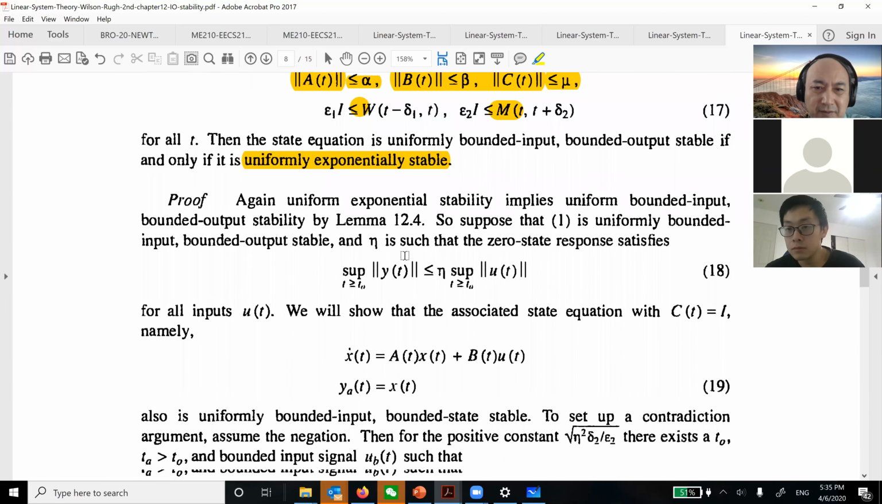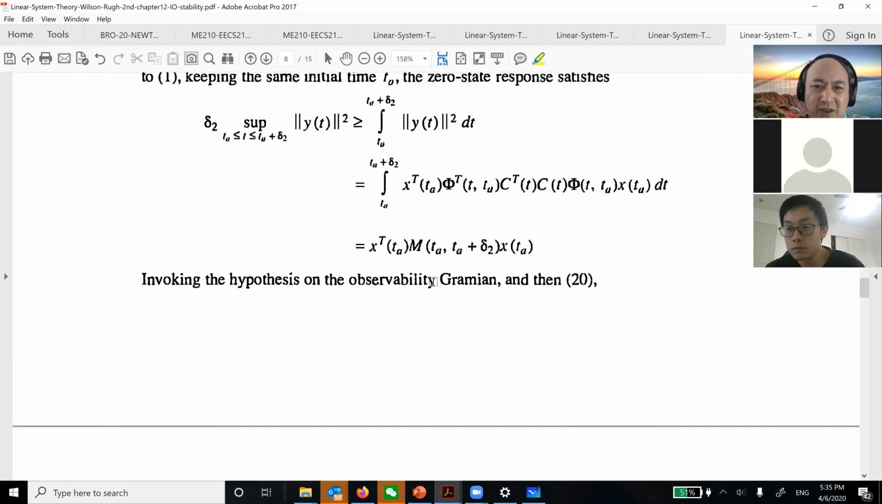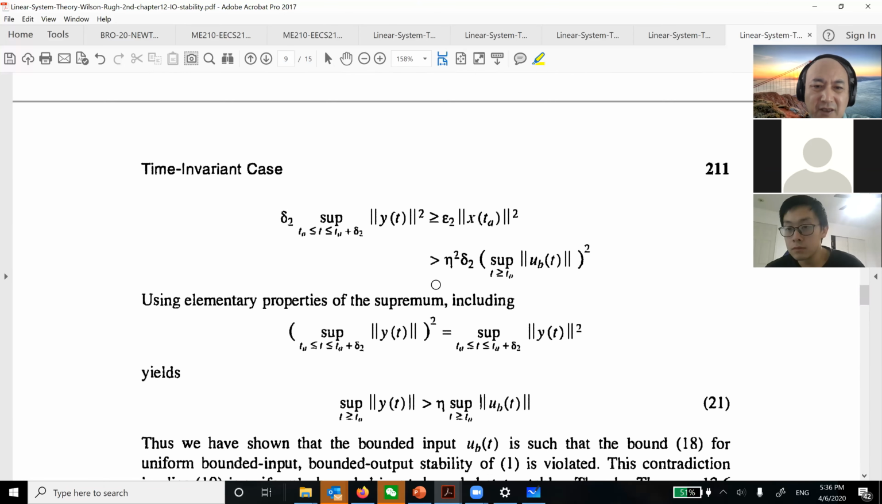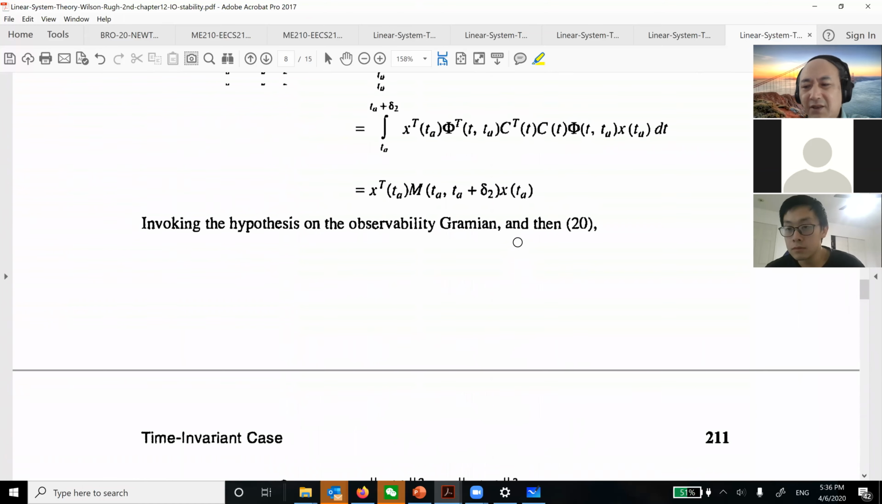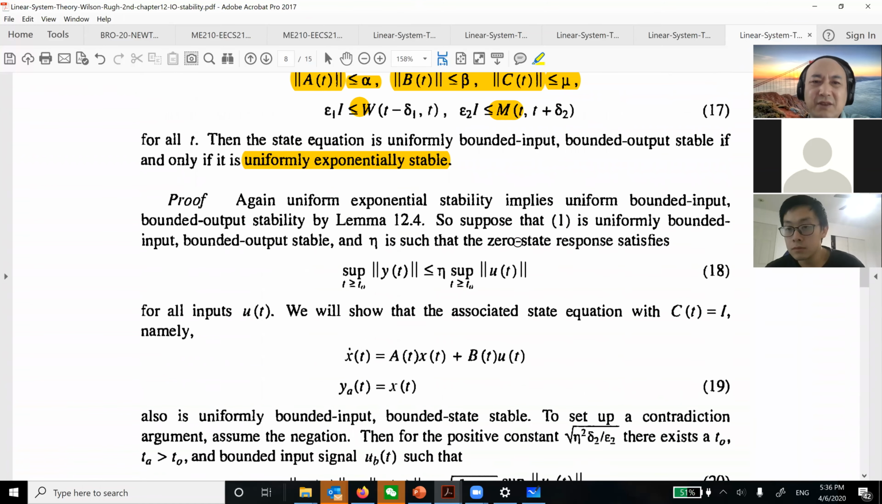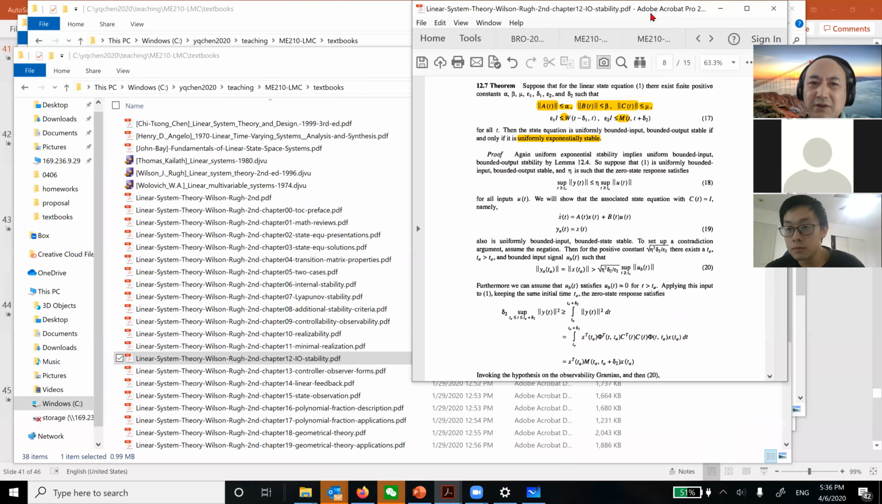I believe in the proof they leveraged a lot of the contents of the BIBS. So they did 2 steps. Let me do.